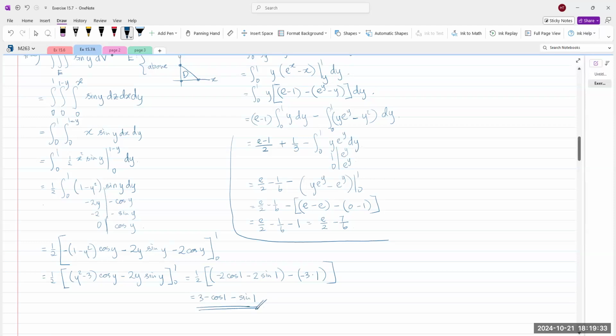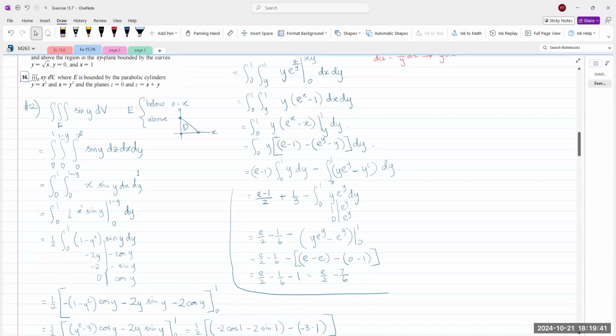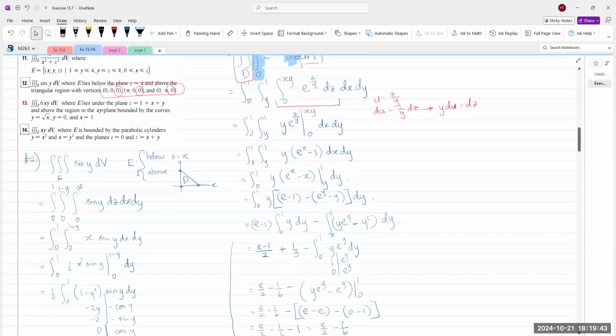Okay, the angle 1 here is in radian. I start thinking, should I check if this is the correct solution? Oh yeah, it's not, because it's supposed to be pi, not 1. I need to change it. So this is pi, this is pi, this is pi, this is pi. Good thing I check, otherwise I wonder why I get such an ugly answer.